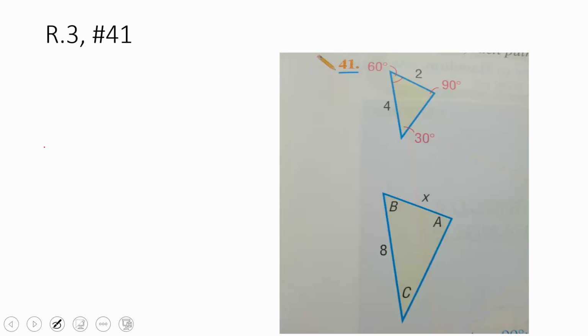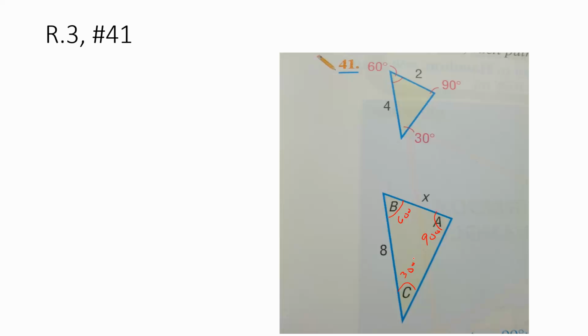Okay. Now, similar triangles have the same corresponding angle measurements. So comparing these two triangles, if I see that this angle up here is 90 degrees, that tells me that angle A is also 90 degrees. This angle in the corner here is 60 degrees, so that tells me that angle B is also 60 degrees. Down here it's 30 degrees, so angle C is 30 degrees.